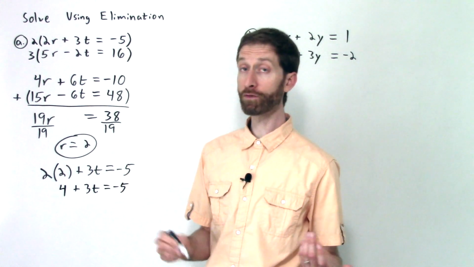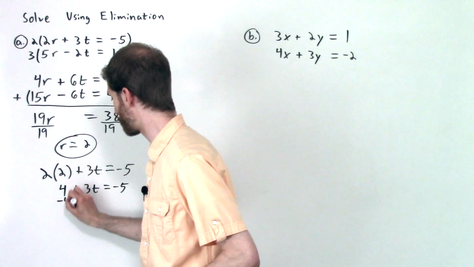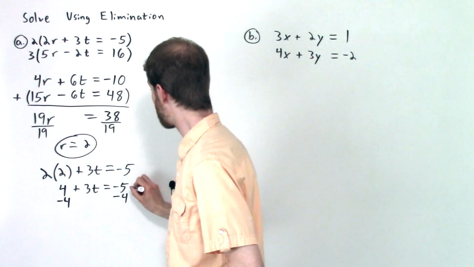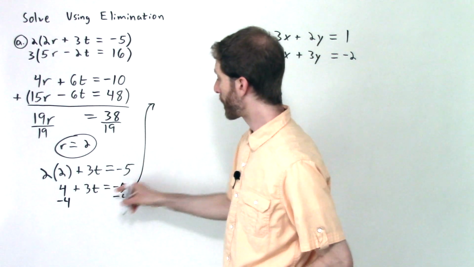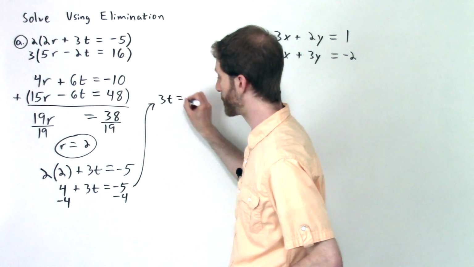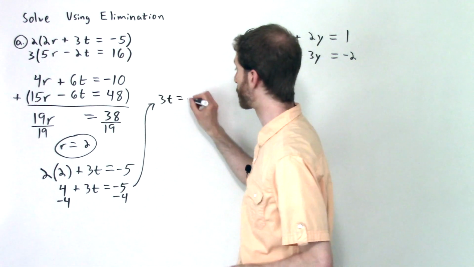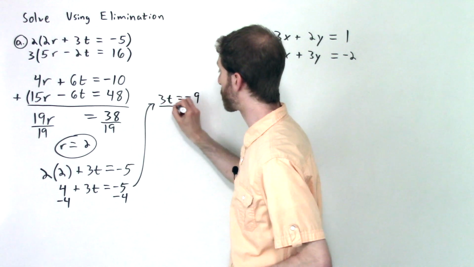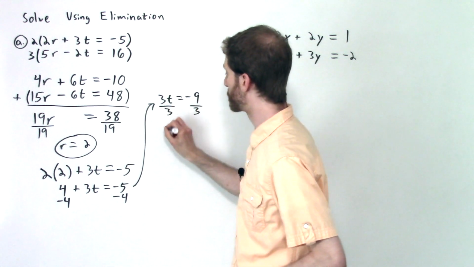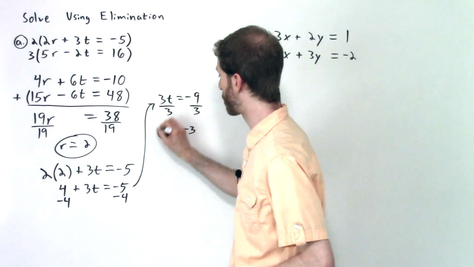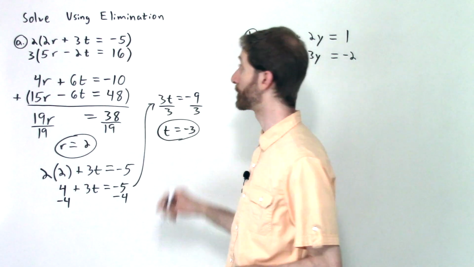I'm going to subtract 4 from both sides, just solving a normal old equation. So I subtract 4, and now I get 3t is equal to -5 minus 4, which is -9. And divide by 3 on both sides, and we've got our answer. T is equal to -3. So you have your solution, r is 2, t is -3.